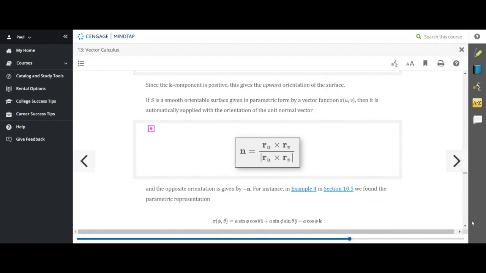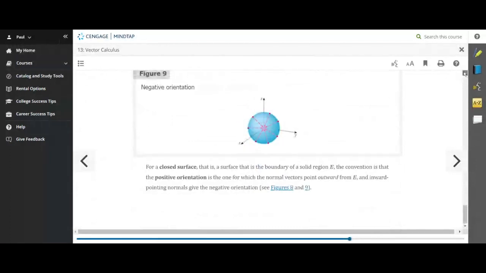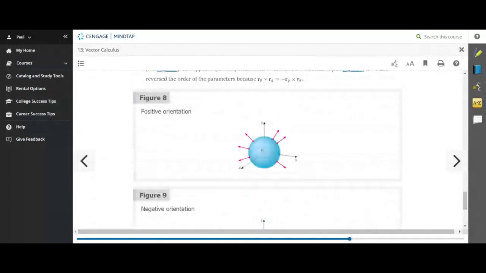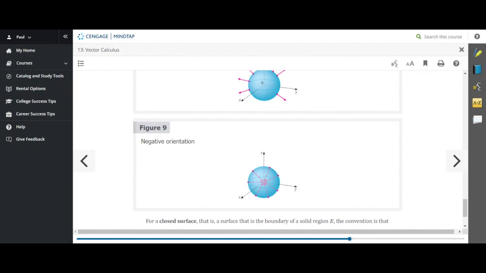But let's go now to figure 8, which is positive orientation. The flow is coming out from the surface. And figure 9 in section 13.6 is negative orientation. So that's flow coming in.